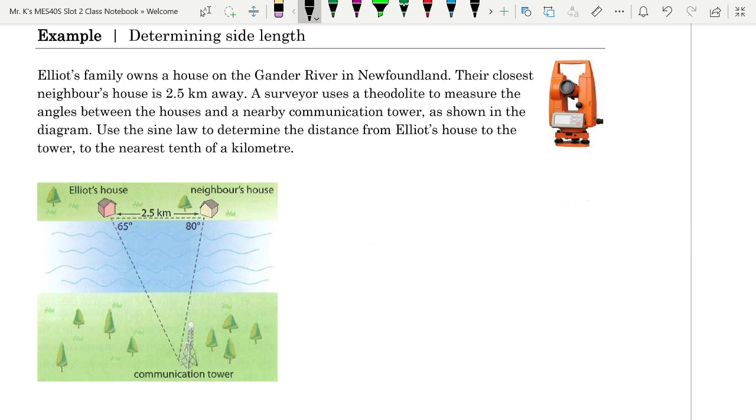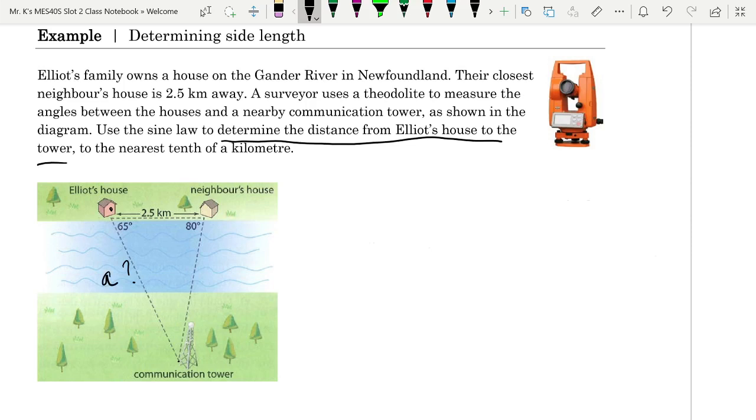So that's what we're doing. Let's look at the diagram. They gave us a nice diagram. What measurement are we looking for in the diagram? It says, determine the distance from Elliot's house to the tower. So we want this line, Elliot's house to the tower. That's what we're looking for. I've decided that I would like to call that A. So I'm going to be solving for A.